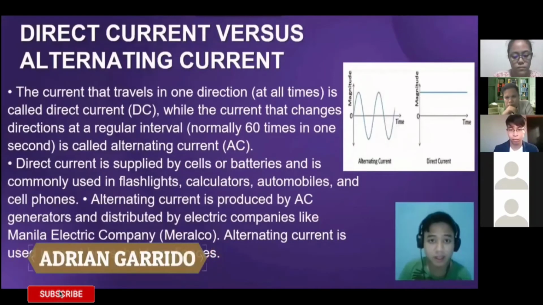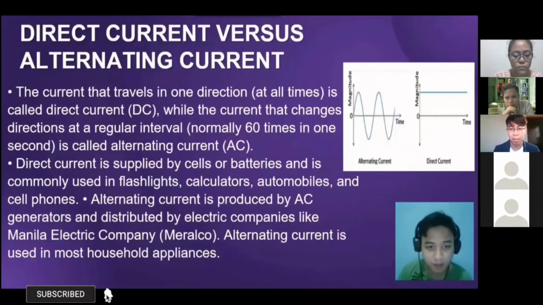Direct current versus alternating current. The current that travels in one direction at all times is what you call the direct current or DC, while the current that changes directions at a regular interval, normally 60 times in 1 second, is what you call the alternating current or AC.